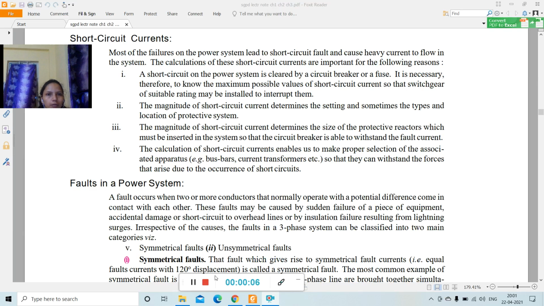Hello students, welcome to the video class for the subject switchgear and protective device. This is for 6th semester diploma electrical engineering students. So our today's topic is short circuit current.